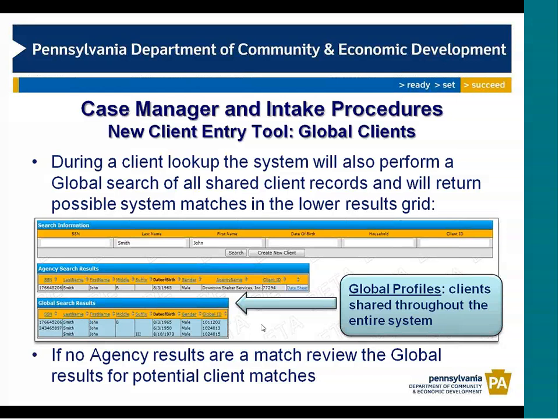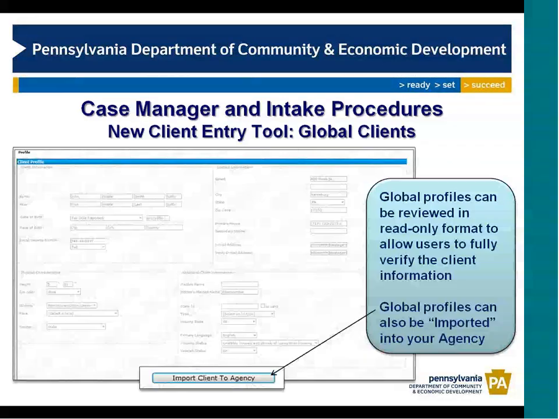Now, to find some more information about the global searches, if you're trying to put in a new client and the agency results aren't the people you're looking for, but you look at the global searches and say, hey, that person could possibly be the one I'm serving, you can click on the global profile, and the system will bring up a big read-only profile, as you see here. Kind of hard to see in the slide form. It looks a little better in the system screen.